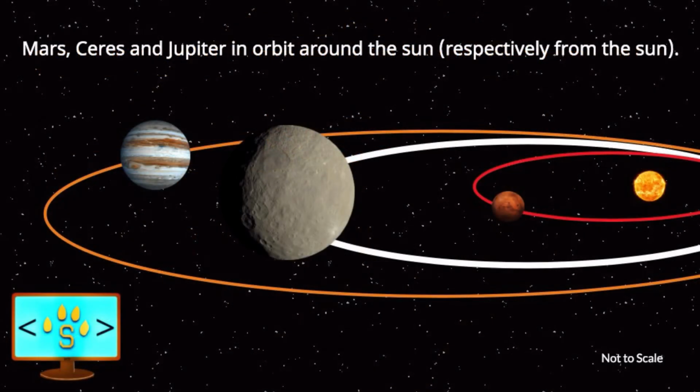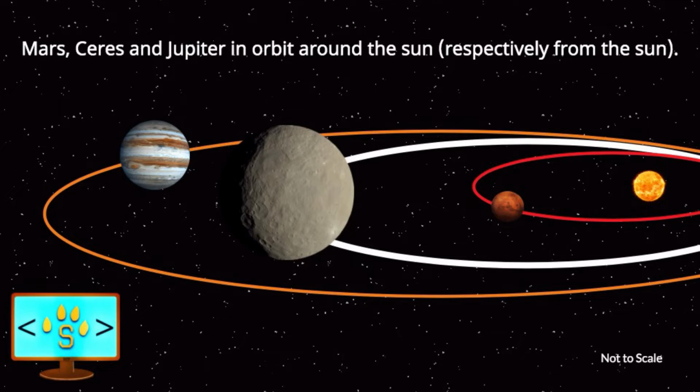I want us to understand this phenomenon of the orbit and an ellipse before we look at the next item. So let's read what's on top there. Mars, Ceres, and Jupiter in orbit around the Sun, respectively from the Sun. Basically, the orbit is that oval path, not a ring rather, but like an oval path, where the celestial object, which is that planet, moves as it goes around the Sun, or as it orbits the Sun. Basically, that's what an orbit is.